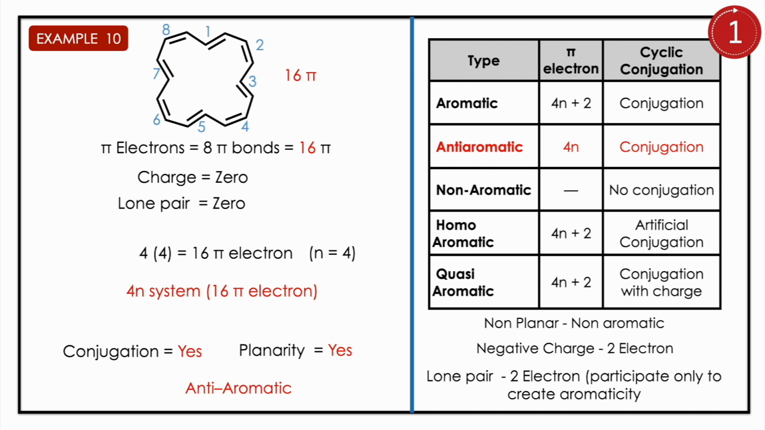So it is the 4n system with n equals 4. 4 multiplied by 4 gives 16 pi electrons. And the system is conjugated with alternating single and double bonds, and the compound is planar and cyclic. According to the Huckel rule, 4n system conjugated, the given compound is anti-aromatic.